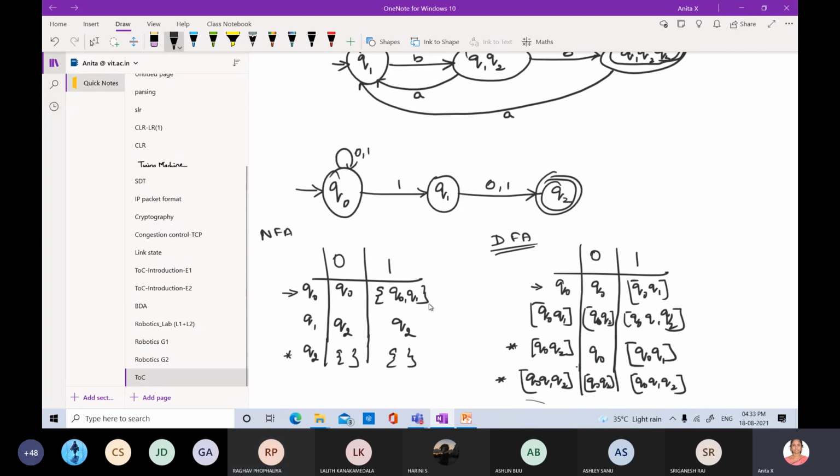Please repeat. Those that contain Q2 will be the final states. Yes. Okay, so using this transition table, please do try constructing the transition diagram, that is, draw the DFA, construct the DFA, right?